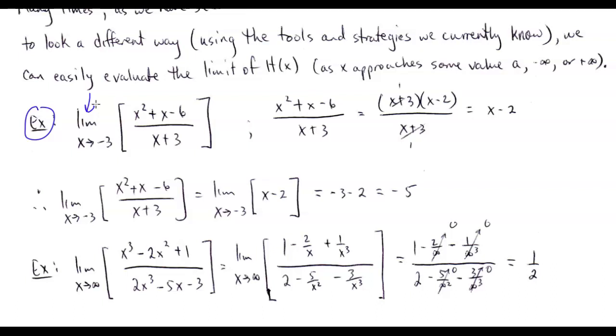Or if I have a situation where, let's say, I had a vertical asymptote, which would not be this situation, my graph keeps on going up to positive infinity or down to negative infinity the closer and closer I get to x equals −3, then I would either write positive or negative infinity depending upon the situation, okay?